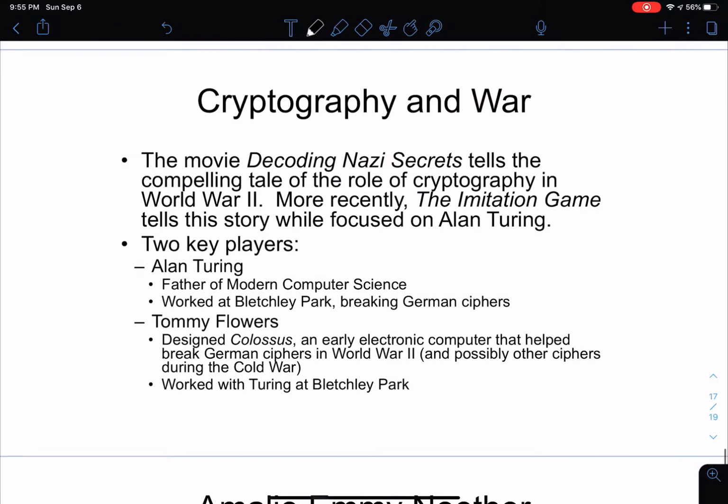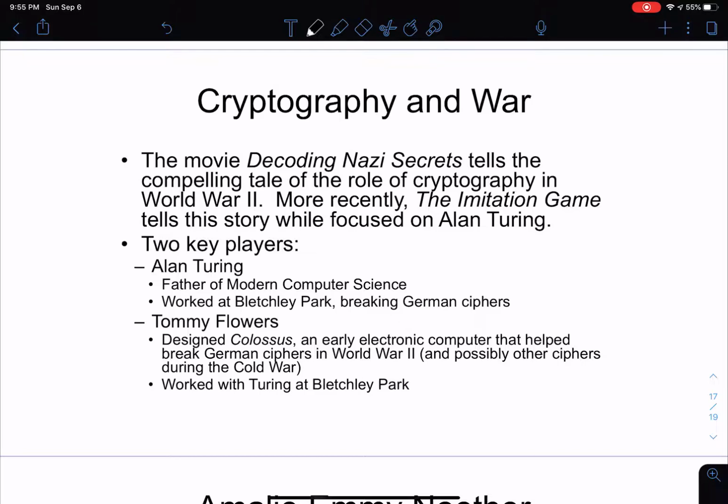If you'd like to know more about this, you can look up Bletchley Park and find a ton of information. There's an old movie called Decoding Nazi Secrets that used to be in Polk State Library, but that was back in VHS tape days. I don't know if it's available nowadays online or not. But more recently, big Hollywood movie, The Imitation Game, had Benedict Cumberbatch playing Alan Turing. Awesome movie, tells you the story there of what was going on with Bletchley Park.